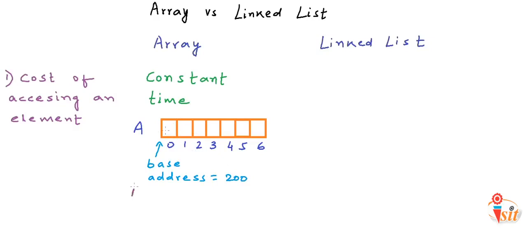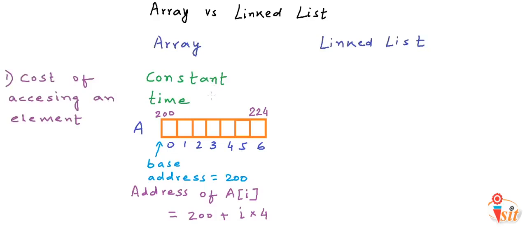Then if we want to calculate the address of the element at index i, it will be equal to 200 plus i times the size of an integer in bytes. The size of an integer is typically 4 bytes, so it will be 200 plus 4 times i. So if the 0th element is at address 200, and we want to calculate the address for the element at index 6, it will be 200 plus 6 times 4, which is equal to 224. So knowing the address of any element in an array is just this calculation.